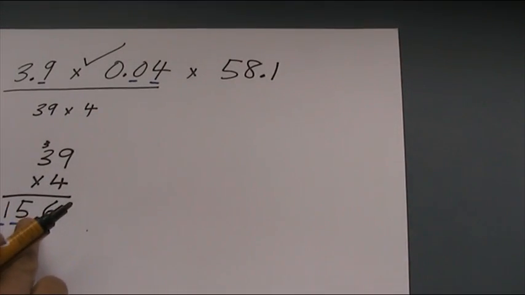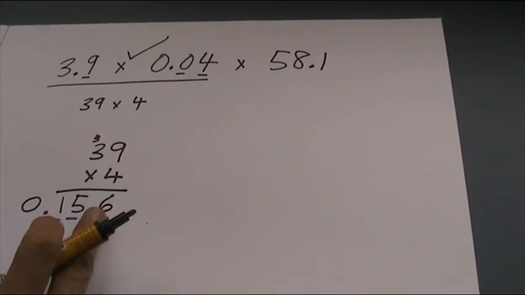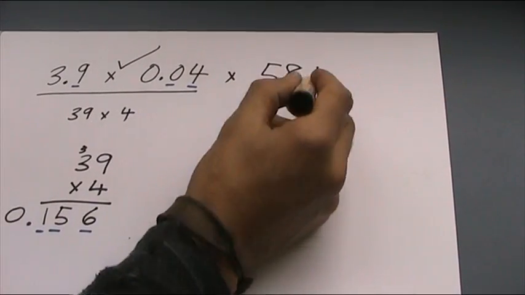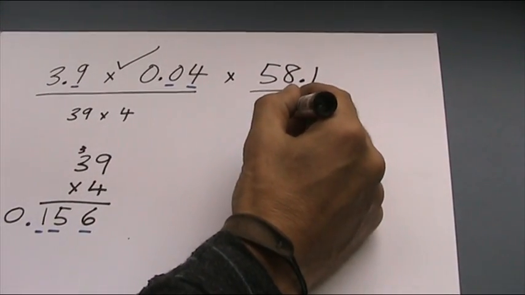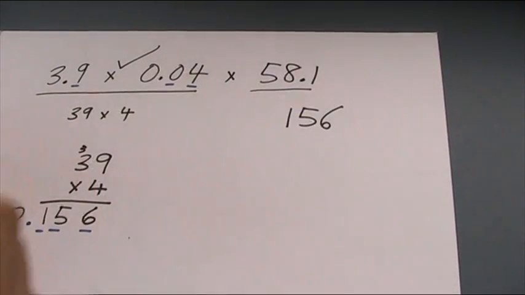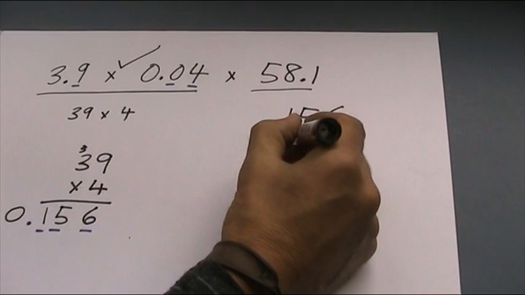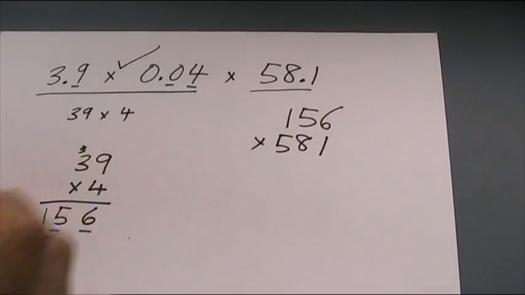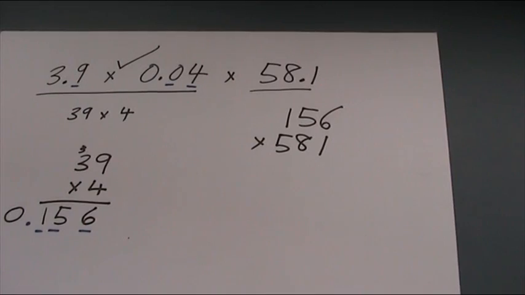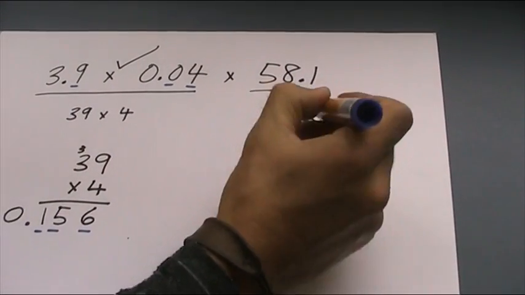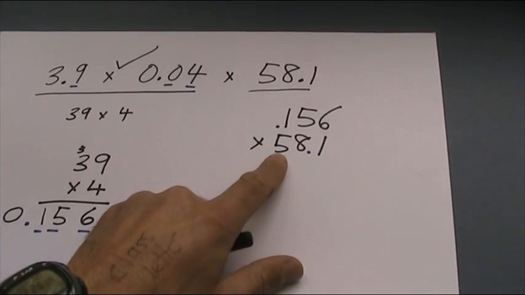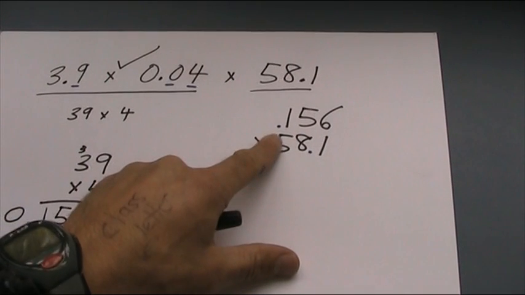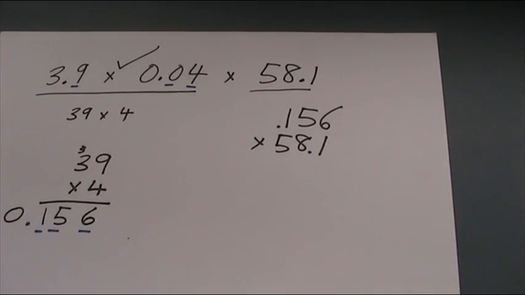We now have to take this number, the 156, and times it by this number. So that comes out with this, 156 times 58.1. We're going to remember that the decimal points are here, but we're going to treat it just like 156 times 581. We're not trying to align the decimal points, and that's very important. We're going to make things easier for ourselves.